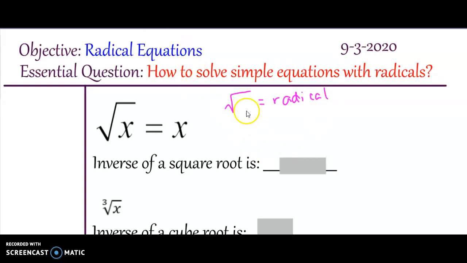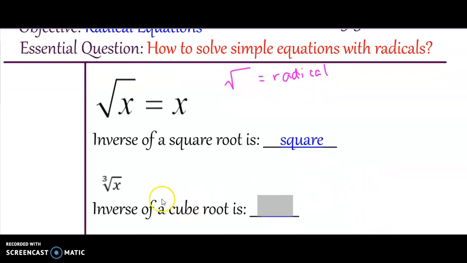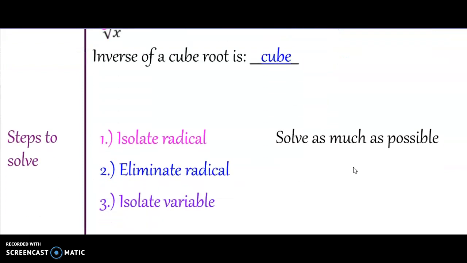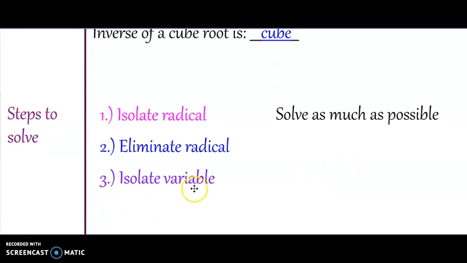If we have a square root, the inverse of a square root is a square. Similarly, when I have the 3, and you have seen this in Algebra 1, that 3 right there means a cube root. So the inverse of a cube root is a cube. When we're dealing with these simple equations, these are some steps that you can use to solve.